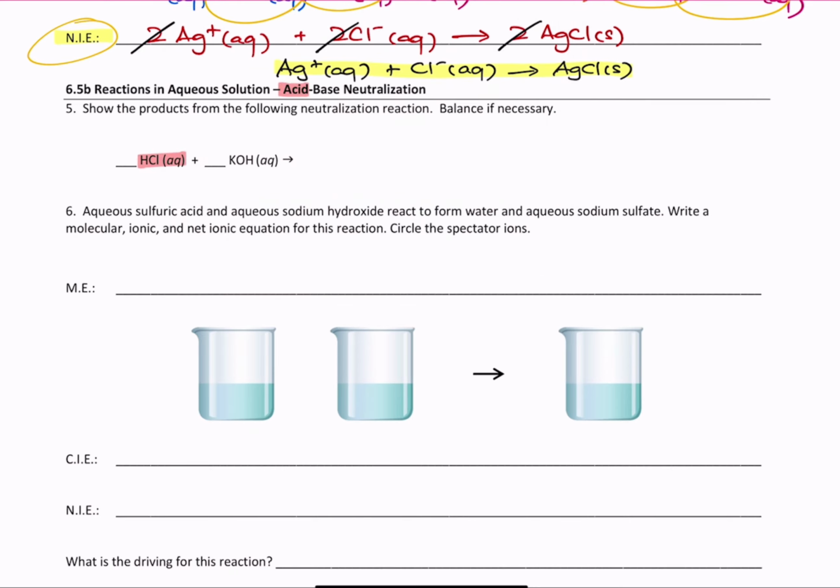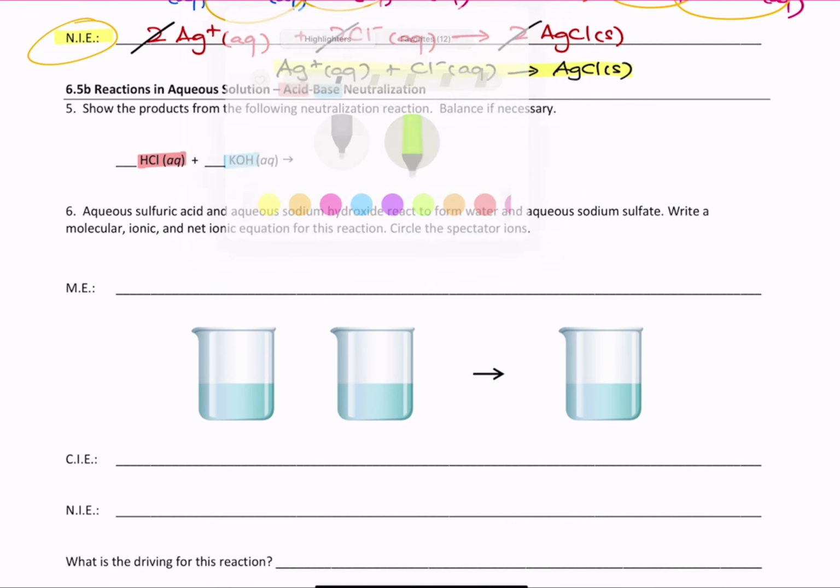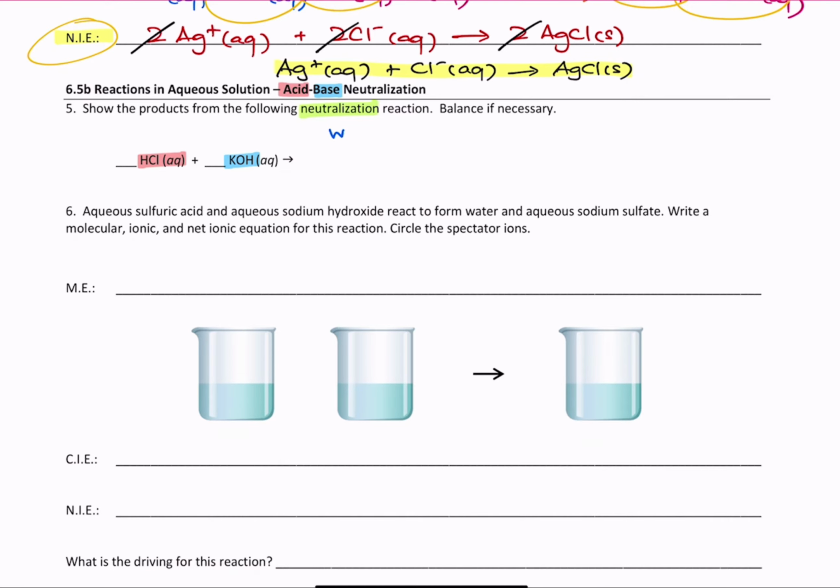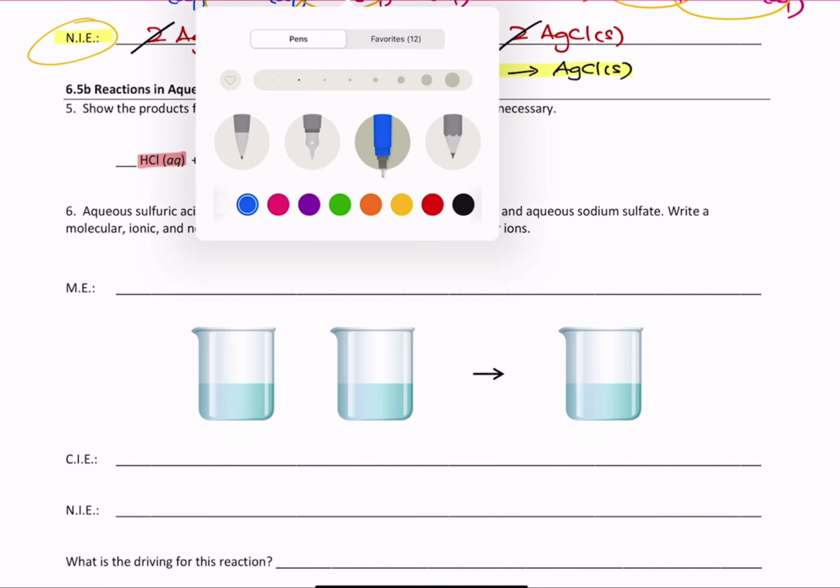Here is my acid, it starts with an H. Here is the base, it contains OH minus. It's a special case of double displacement reaction. Remember that when a neutralization reaction happens, the products that are formed are water, liquid, along with a salt.